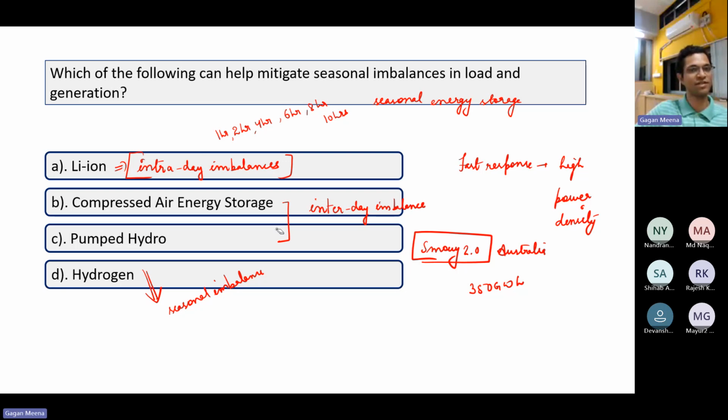These two energy storage technologies can help us mitigate interday imbalances. But if we want to cater to seasonal imbalances, then hydrogen is one potential candidate. Yes. Any questions?